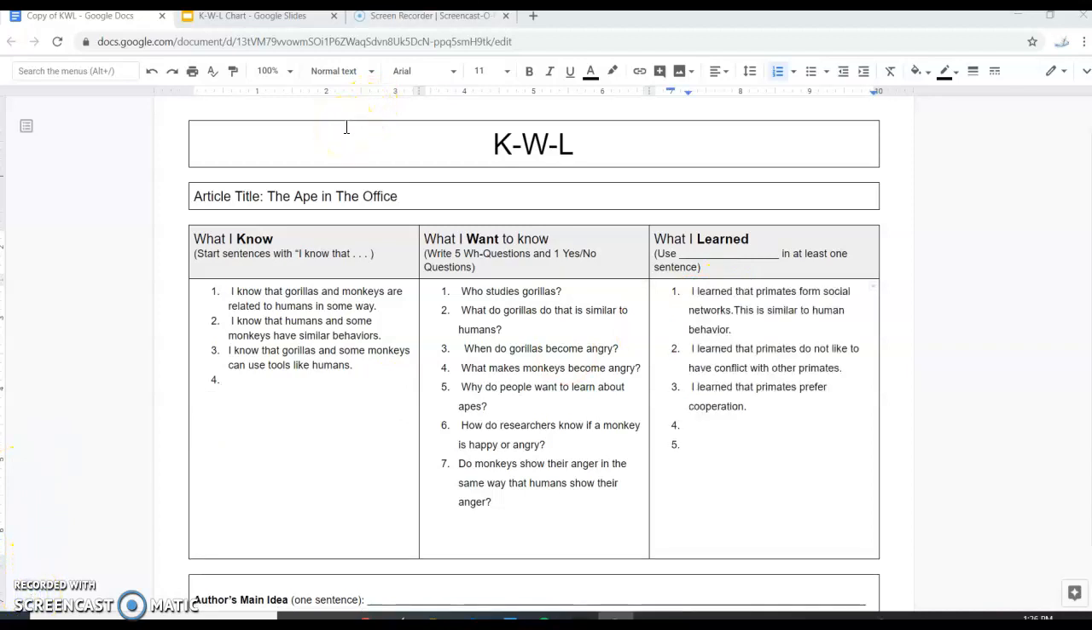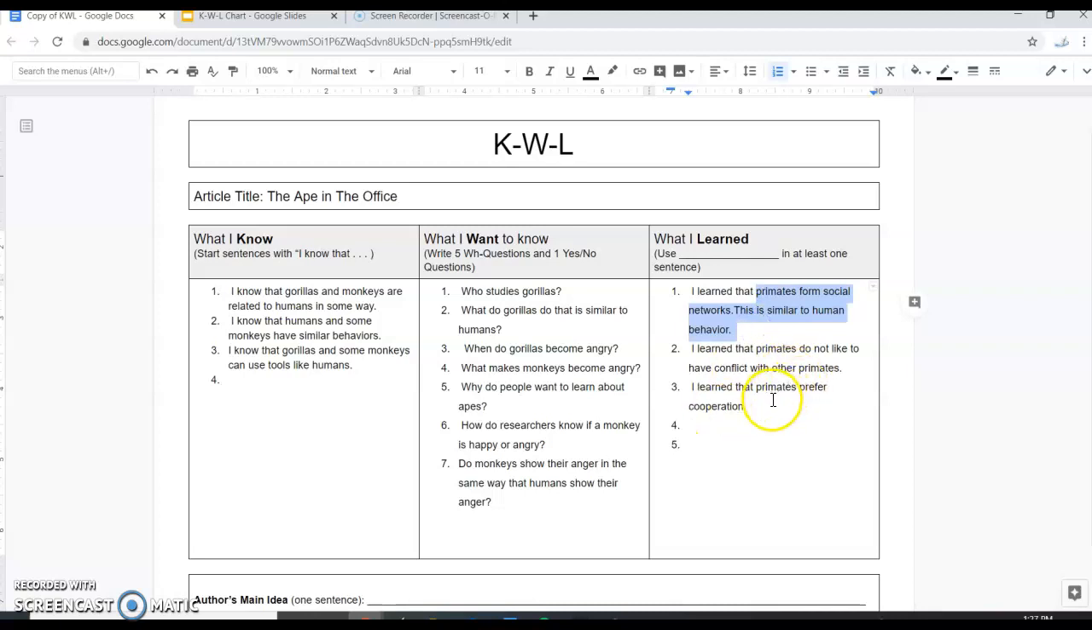Okay, so now that I've finished reading the article called The Ape in the Office, I've filled out this last column in the KWL under what I learned. So all the information here I've learned from the reading. This is stuff that I didn't know before. What I did was I filled out different sentences here. I started each sentence with I learned that, and then I included the information that I learned from the reading.